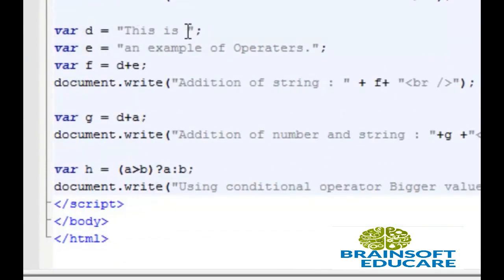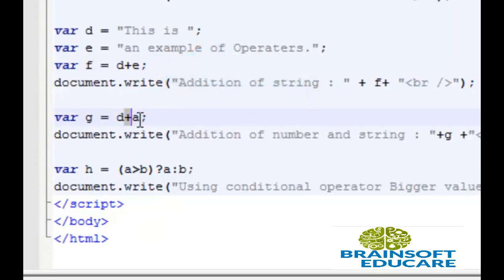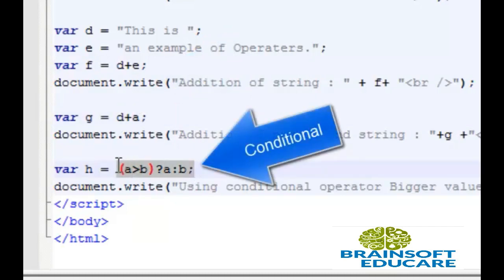Then this is our string, toString here, and we have used the addition operator for the string. And here we have used the addition operator for string and numeric value. Now here our main point is the conditional operator.